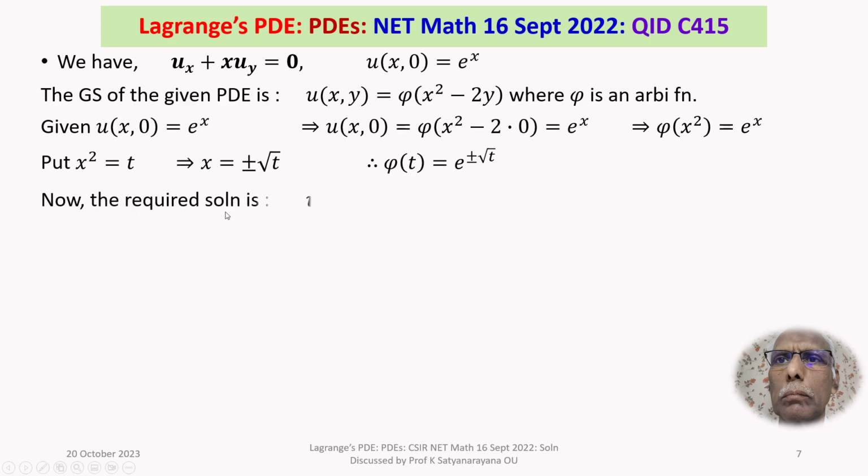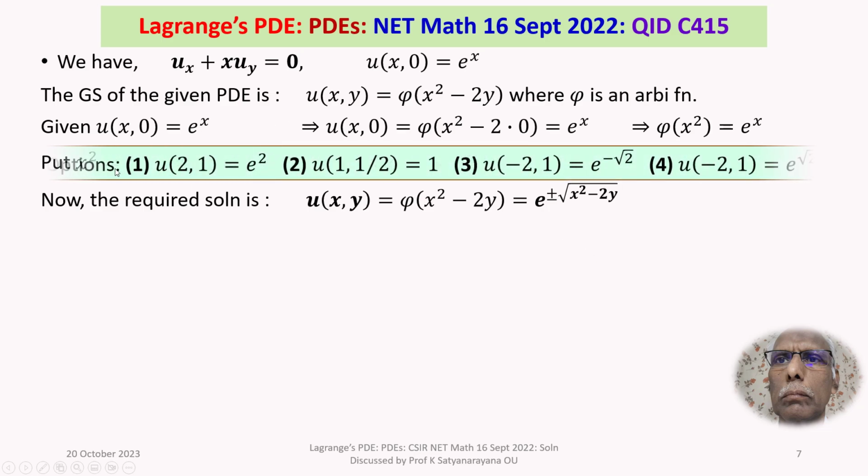Now the required solution is u(x, y) = phi(x^2 - 2y), but phi's action we have already determined. So phi(t) is equal to e^(plus or minus root t). Therefore, it will be equal to e^(plus or minus the square root of x^2 - 2y). So that is your solution of the given partial differential equation with this initial condition, with this boundary condition. Agreed.